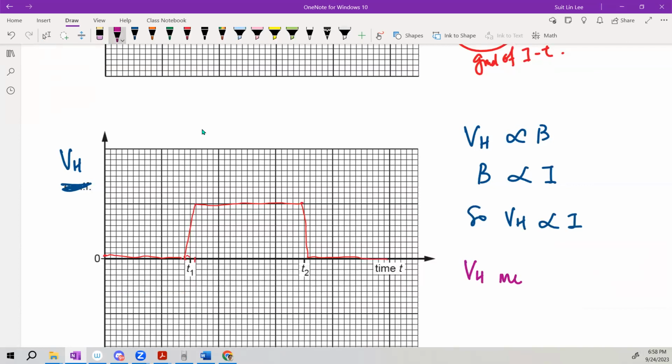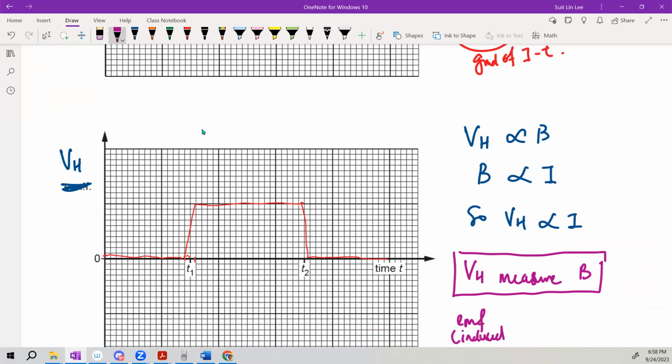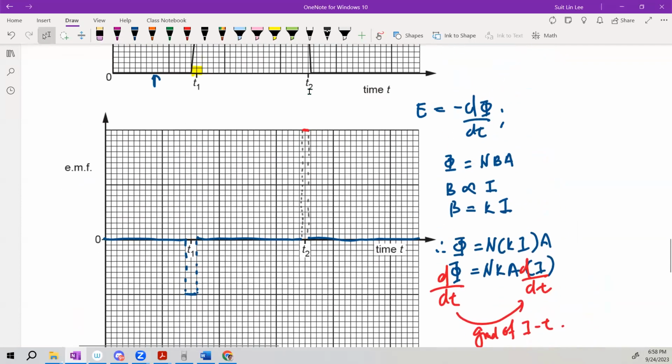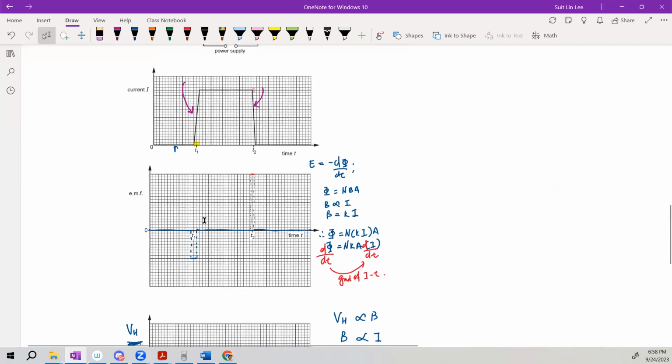So in short, VH is used to measure magnetic flux density. So if got magnetic flux density, got VH. Induced EMF is to measure rate of change of flux. If the flux or the magnetic field changes, then you will have induced EMF. See this section here changes, then it changes. See this section here changes, then it changes. So these are the three different graphs.